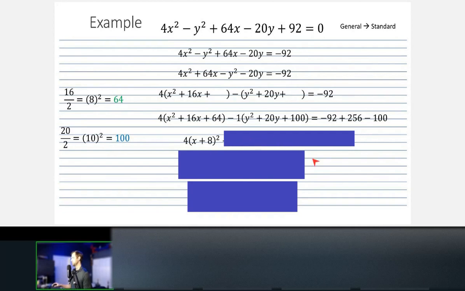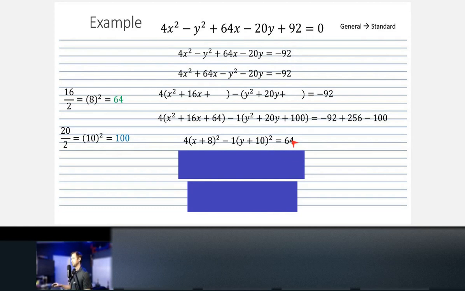And then what's the trinomial for the y stuff? Y plus 10 quantity squared? That sounds right. All right, and then all those numbers added together gives us 64.